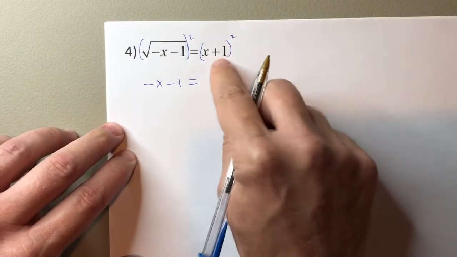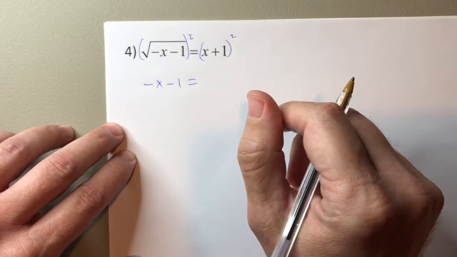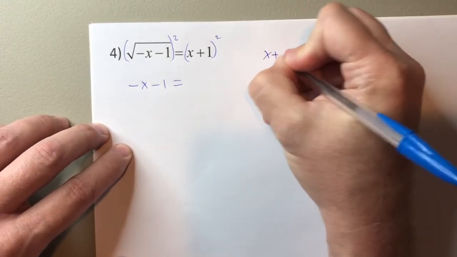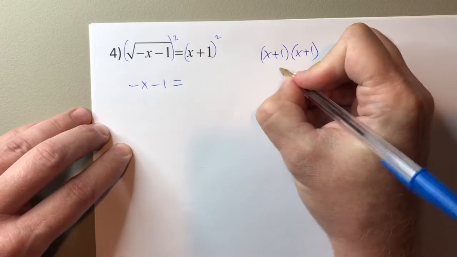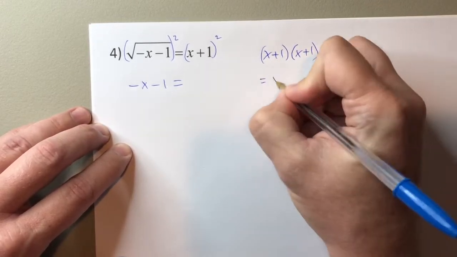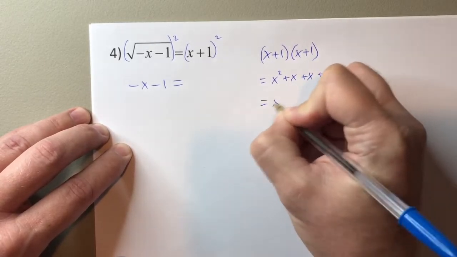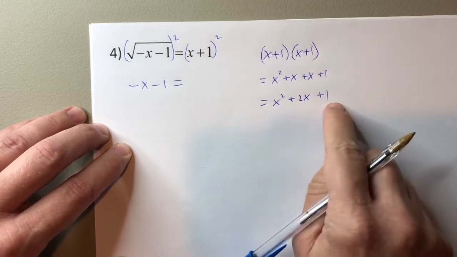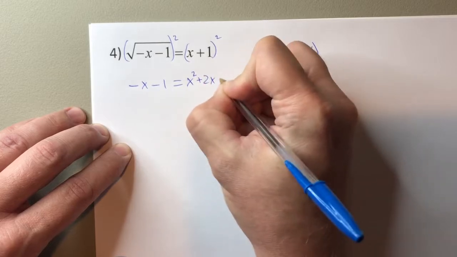On the right-hand side, be careful. We looked at this situation before. Be careful. This means what? This means x plus 1 times x plus 1. In other words, what does it mean? Foil it. It means this. X squared plus 2x plus 1. So let's go ahead and write that down. X squared plus 2x plus 1.